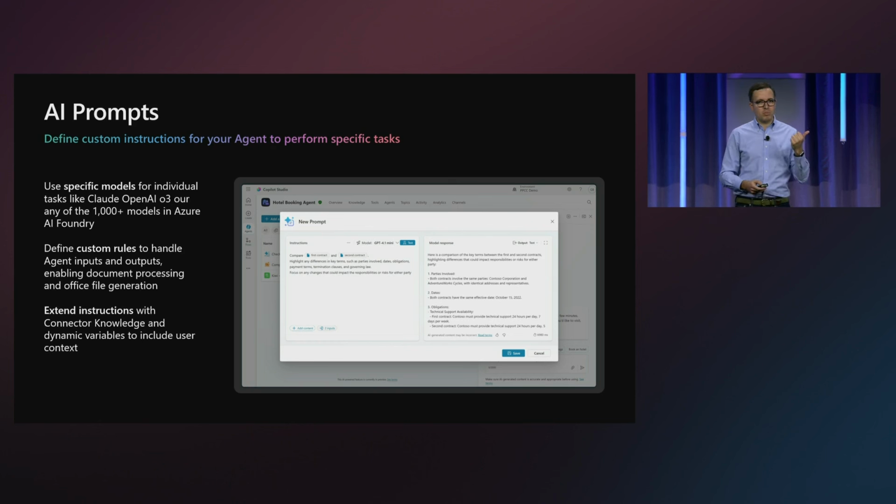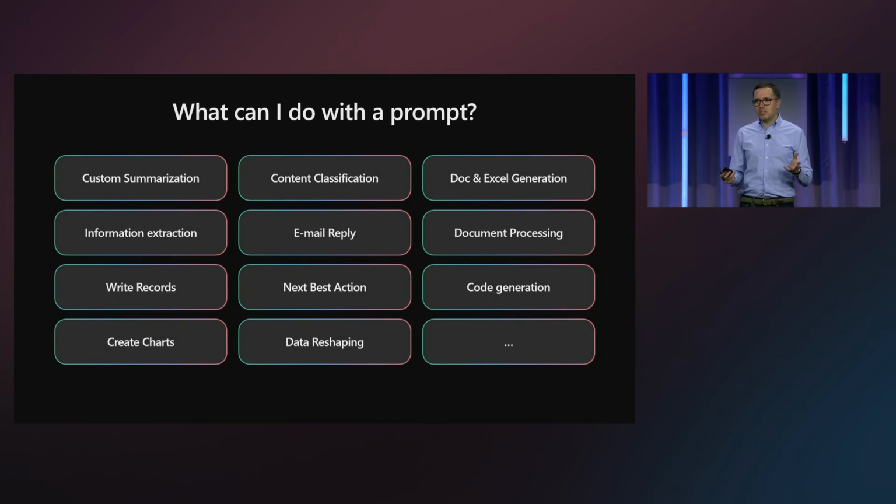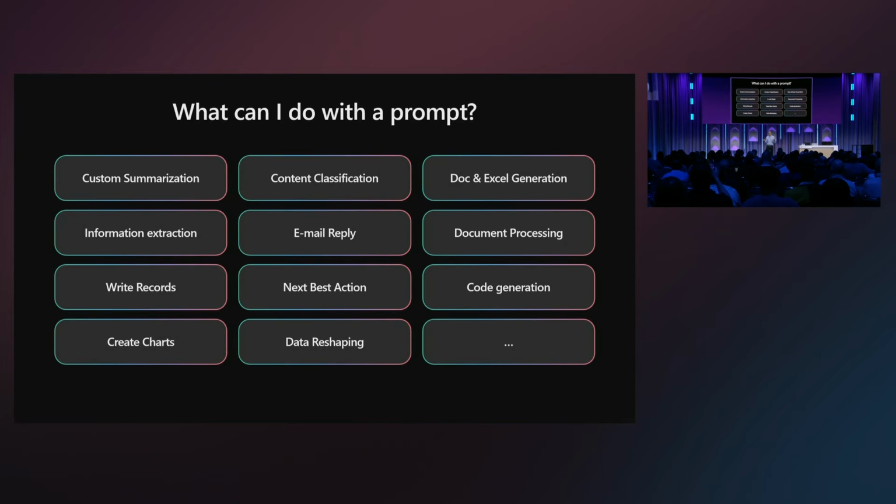And you can also customize which model runs the prompt. So you can choose between OpenAI, Anthropic, and all the different models we have available in Microsoft Foundry today. And it also comes with code generation and document generation. So really, your imagination is the limit of what you can do with prompts. You can use a prompt to summarize data. You can use a prompt to draft an email reply.